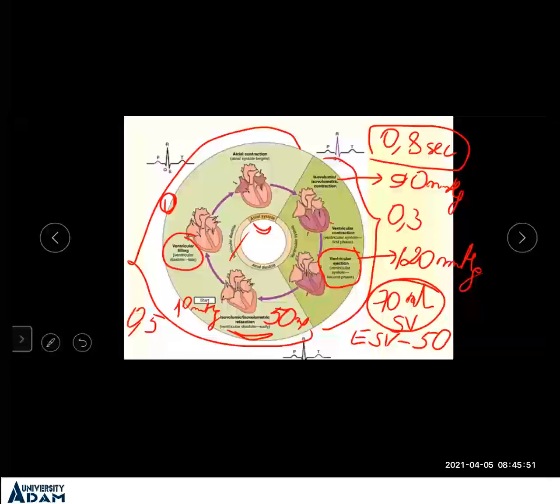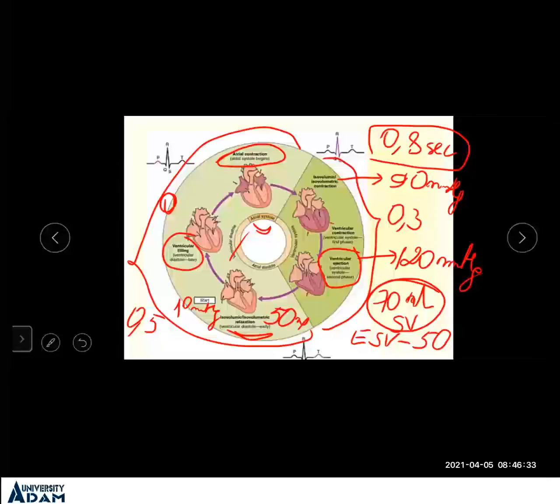Rapid filling, slow filling, and the last one, the last period in ventricular diastole, is atrial contraction, atrial systole. During atrial systole, the last portion, about 20% of the remaining blood, is pumped into the ventricles. And then the ventricles are fully filled with blood.